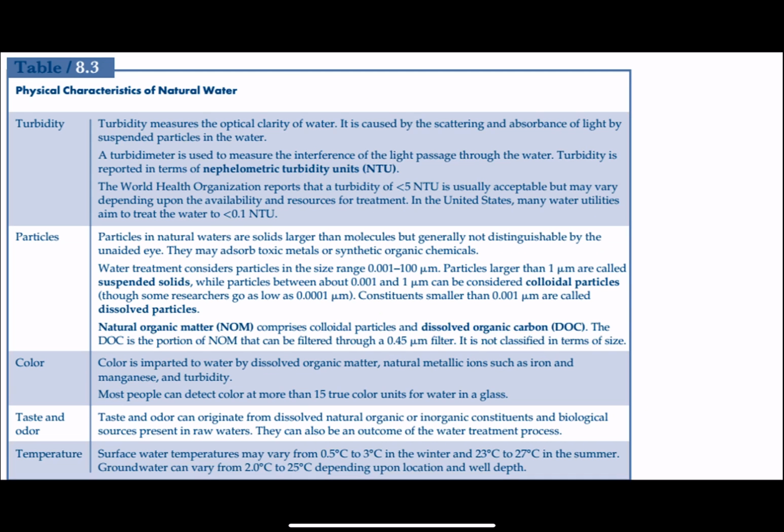Table 8.1 is the physical characteristics of natural water. How could you measure it? It's by measuring turbidity, particles, color, taste and odor, and temperature. Turbidity, it's a measure of what? It's a measure of the optical clarity of the water.